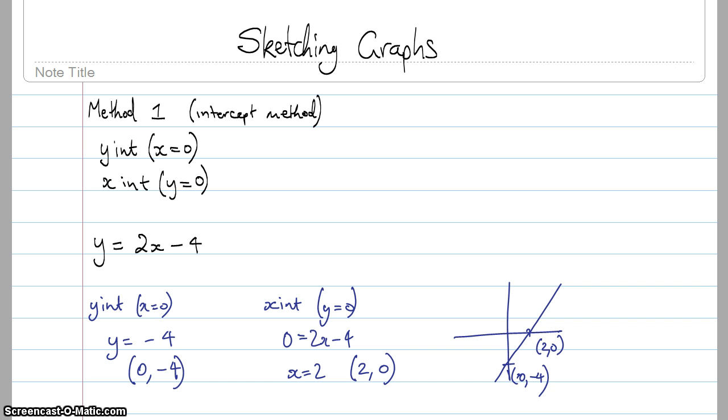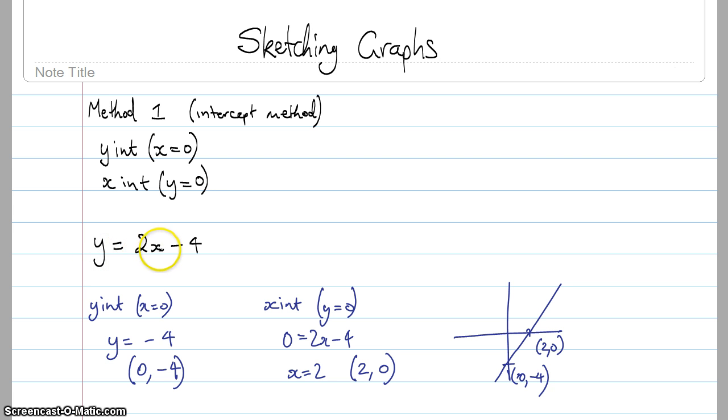Essentially, what we're asking is, what is the y-intercept and what is the x-intercept for a linear graph? The y-intercept is when x equals 0. The x-intercept is when y equals 0. Hopefully that is not new to you and you understand it. If you don't, please ask me and I can explain a little bit more behind it.